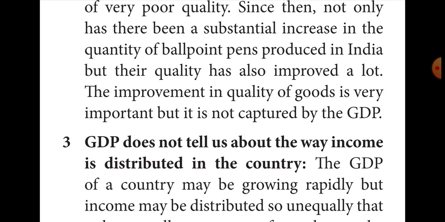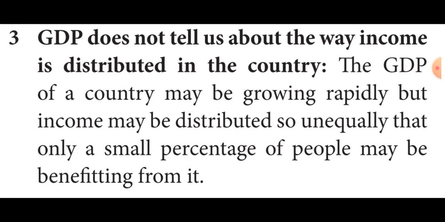Then the third one is that GDP does not tell us about the way income is distributed in the country. That means the country's income is not distributed equally. It is distributed unequally. So that is also one of the limitations of GDP.